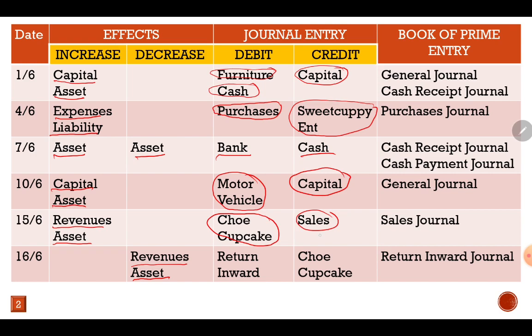Untuk revenue decrease, kita tak debit sales. Kita akan debit return inwards. Okay. Sebab dalam statement of profit or loss, kita akan buat sales minus return inward to find out the net sales. So kita akan record return inward. Okay, so debit return inward, credit Chloe Cupcake.